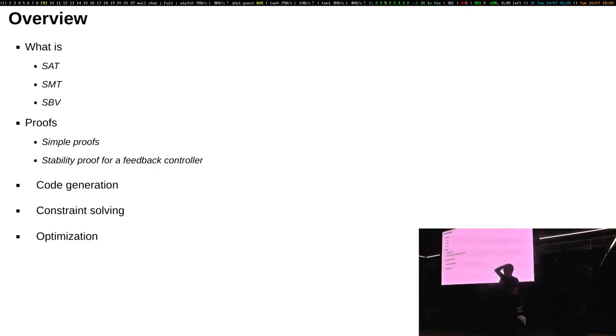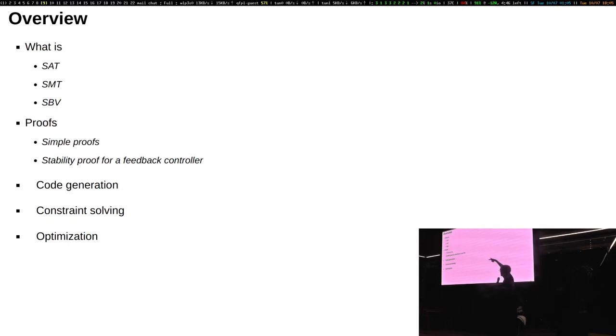So here's the outline for the talk. We're going to talk about a little bit of theory. So SAT, SMT, SBV, what do they stand for? Why do we care what they are? And why do they all start with S?